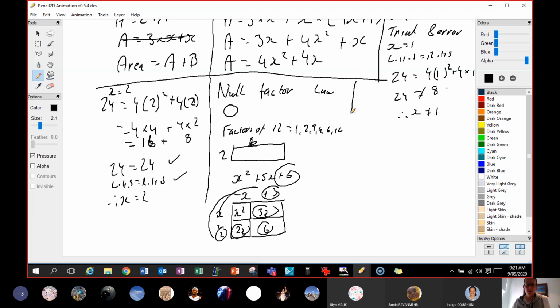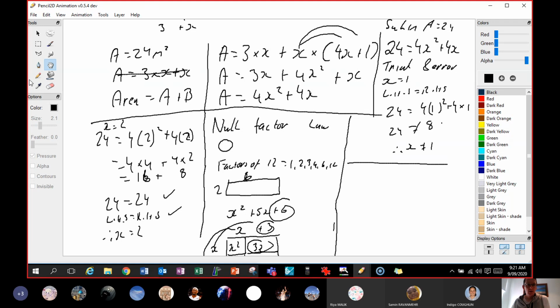So with this question, what we want to do with the null factor law is we want the equation, which was originally, let's go back to where we were. So let's just go through a bit of trial and error. Remember we figured out what the area was, and then we simplified it, and we got to this section, which is 24 equals 4x squared plus 4x.